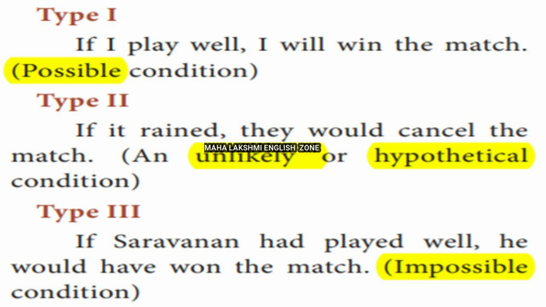So in type 1, if class takes the verb play in the present form, the main class takes the form as will plus verb, so will win. In type 2, if class takes the verb as rained in the past form, the main class takes the form as would plus verb, so would cancel as the answer. In type 3, the if class takes the form as had played, so it is in past perfect tense. So automatically the main class will take the form as would have plus past participle of the verb.